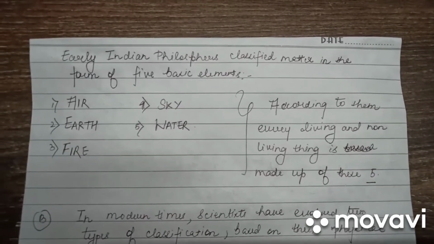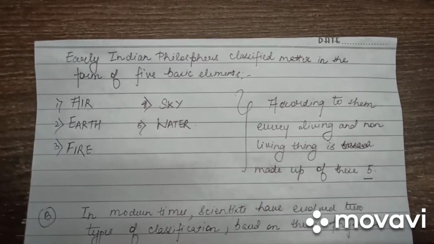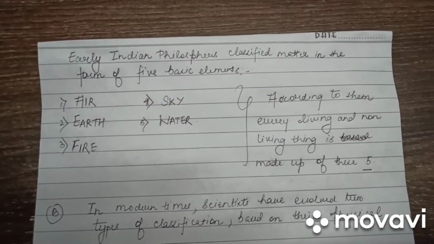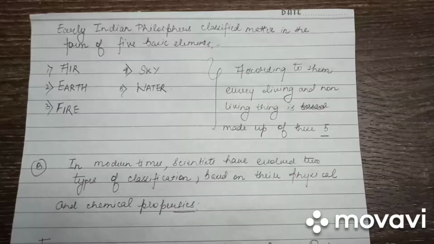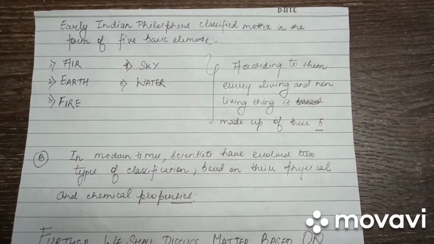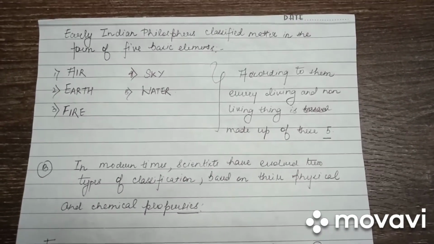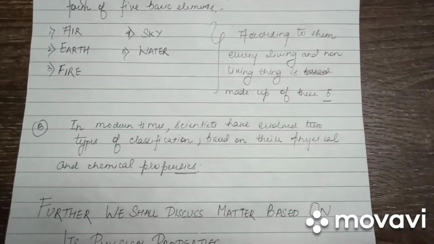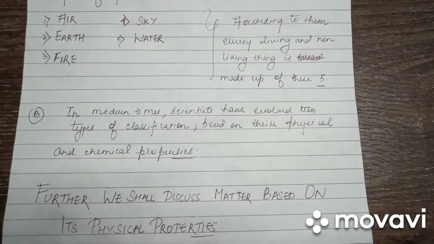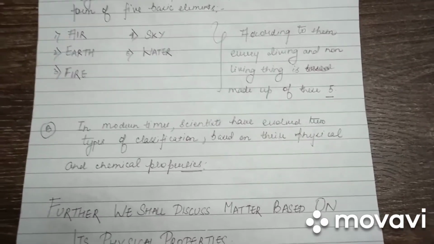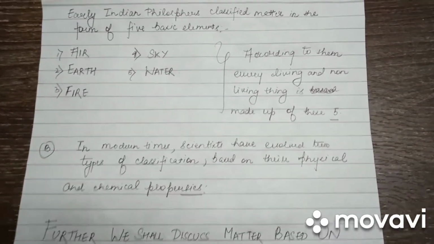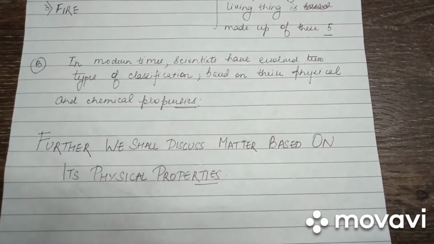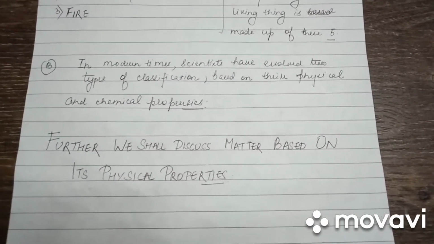Early Indian philosophers classified matter in the form of 5 basic elements: air, earth, fire, sky, and water. According to them, every living and non-living thing is made up of these 5 elements. In modern times, scientists have evolved 2 types of classification based on physical and chemical properties. Further, we shall discuss matter based on its physical properties.